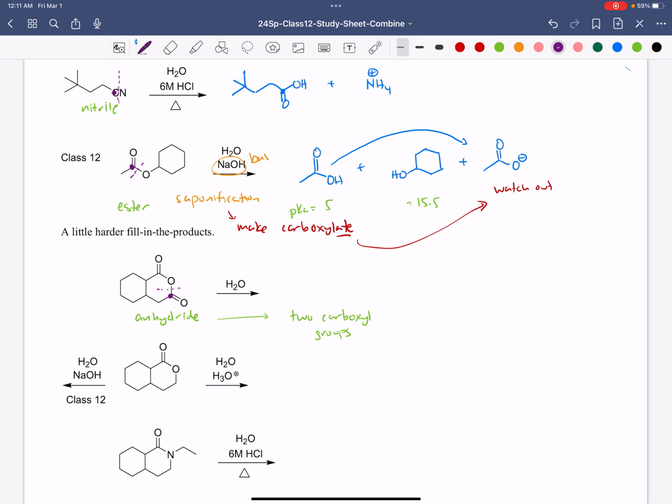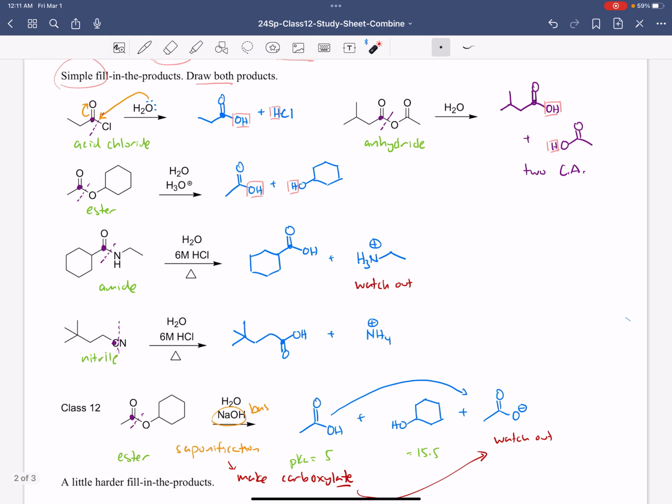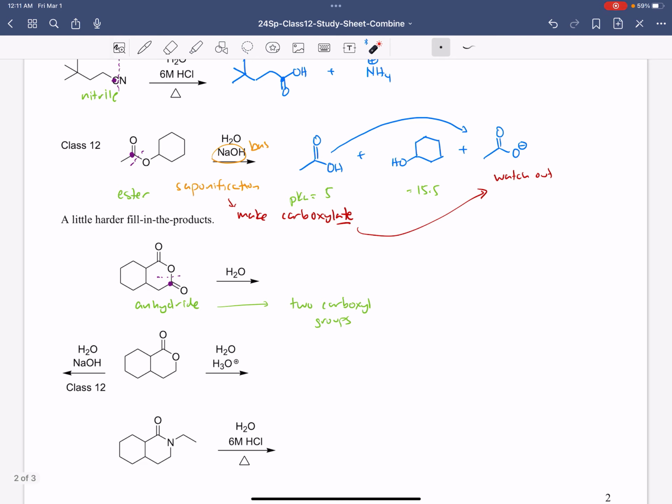What happens to this dot? Remember what happens to this dot? You add an OH, like we did up here. The dot has an OH. And what happens to this O right here? It picked up an H.